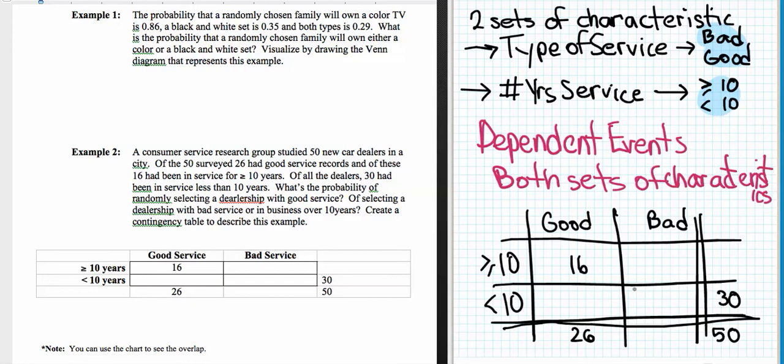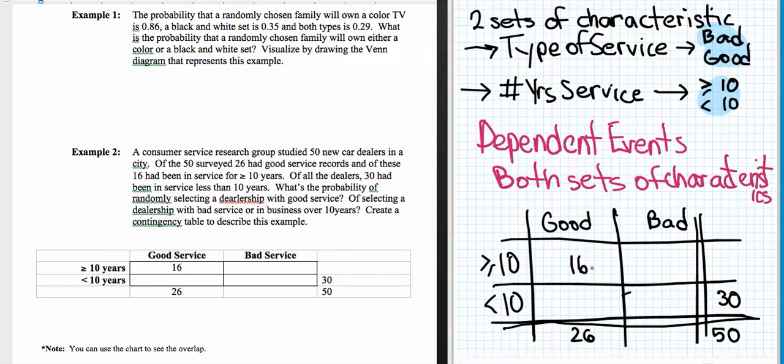Of the 50 surveyed, 26 had good service records. So of all those that were good, 26 of them, right? So that's a subtotal. That's the number of good. Now, of the 26 that had good service, 16 had been in service 10 or more years. So that is a dependence, right? Of the good service ones, 16 have been in service 10 or more years.